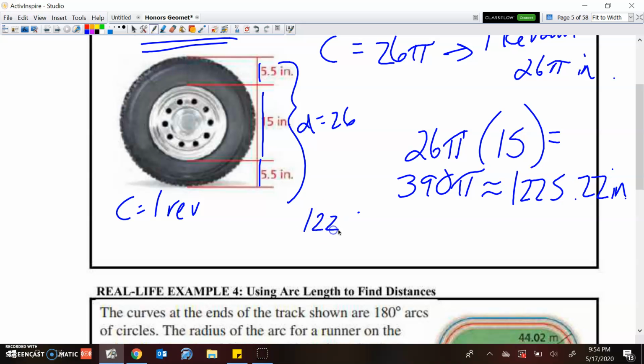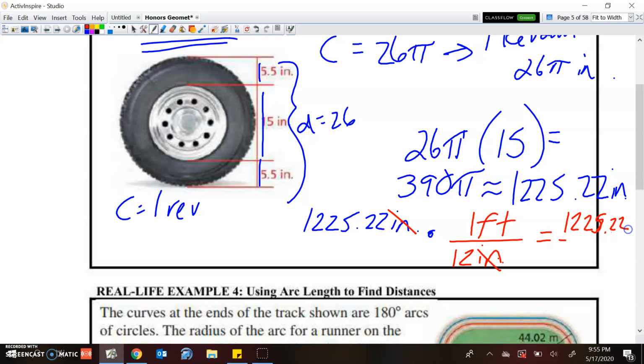Now you might not have to write it out like this, but it'll help for our lesson that's coming up. I can multiply by the conversion factor of 1 foot equaling 12 inches. Again, when you multiply by a conversion factor, you want your units to be opposite, one in the numerator, one in the denominator, so they cancel out. And that's what would happen here. So essentially, all this really equates to is 1,225.22 divided by 12.